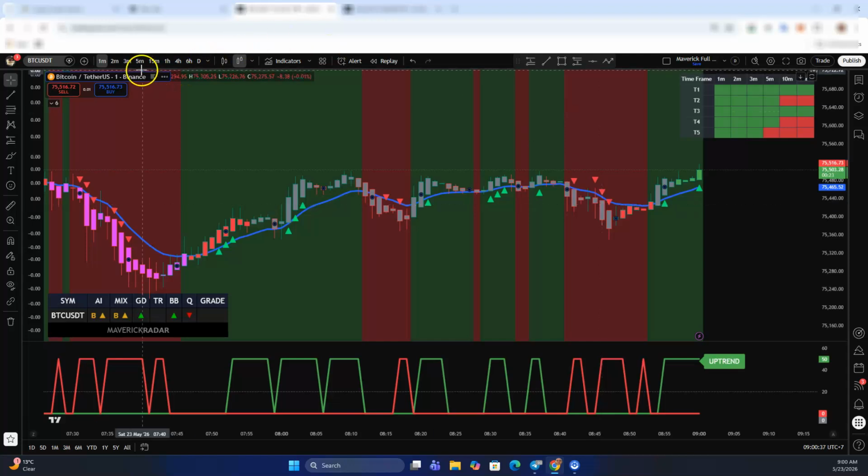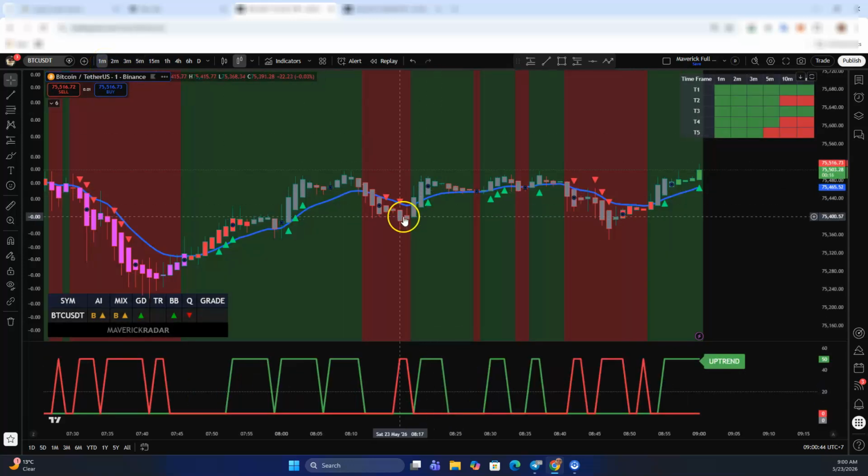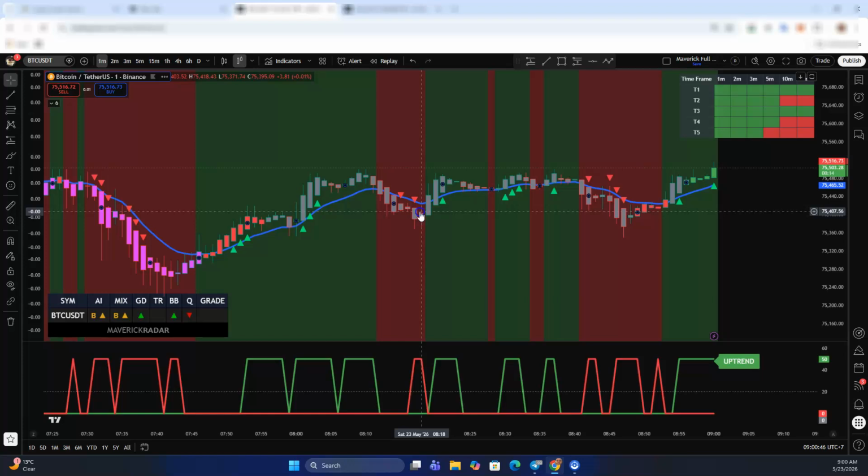I'm going to look at the 5 minutes. Let's have a look. 5 minutes still says it's going up. Goes to the 1 minute. All I'm watching now is the uptrend, the Maverick time frame, and the Maverick radar. I'm going to wait till a B set it, then I'll be straight in there. Plus, I'm looking at this as well.